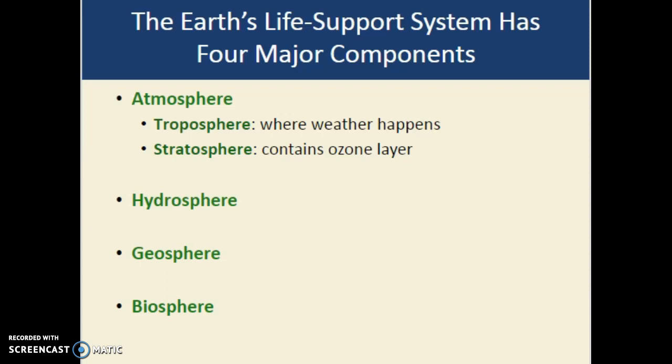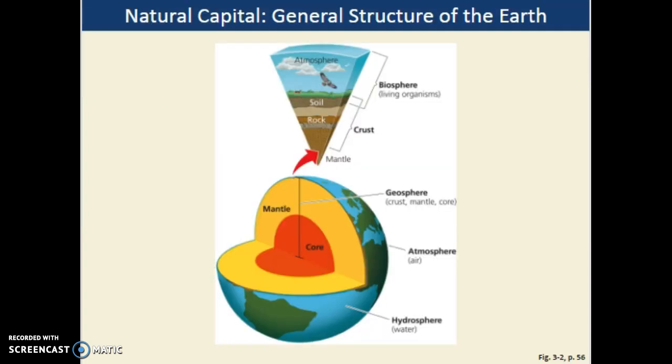So atmosphere, that's going to be the air. Two key stripes within the atmosphere are the troposphere and the stratosphere. The troposphere is where all weather happens, and the stratosphere is where the ozone layer happens. We'll talk a little bit more about those as we go. The hydrosphere is going to be everything that's water. The geosphere is going to be everything that's earth. And the biosphere is going to be everything that's alive. So those are the four major components of the earth.